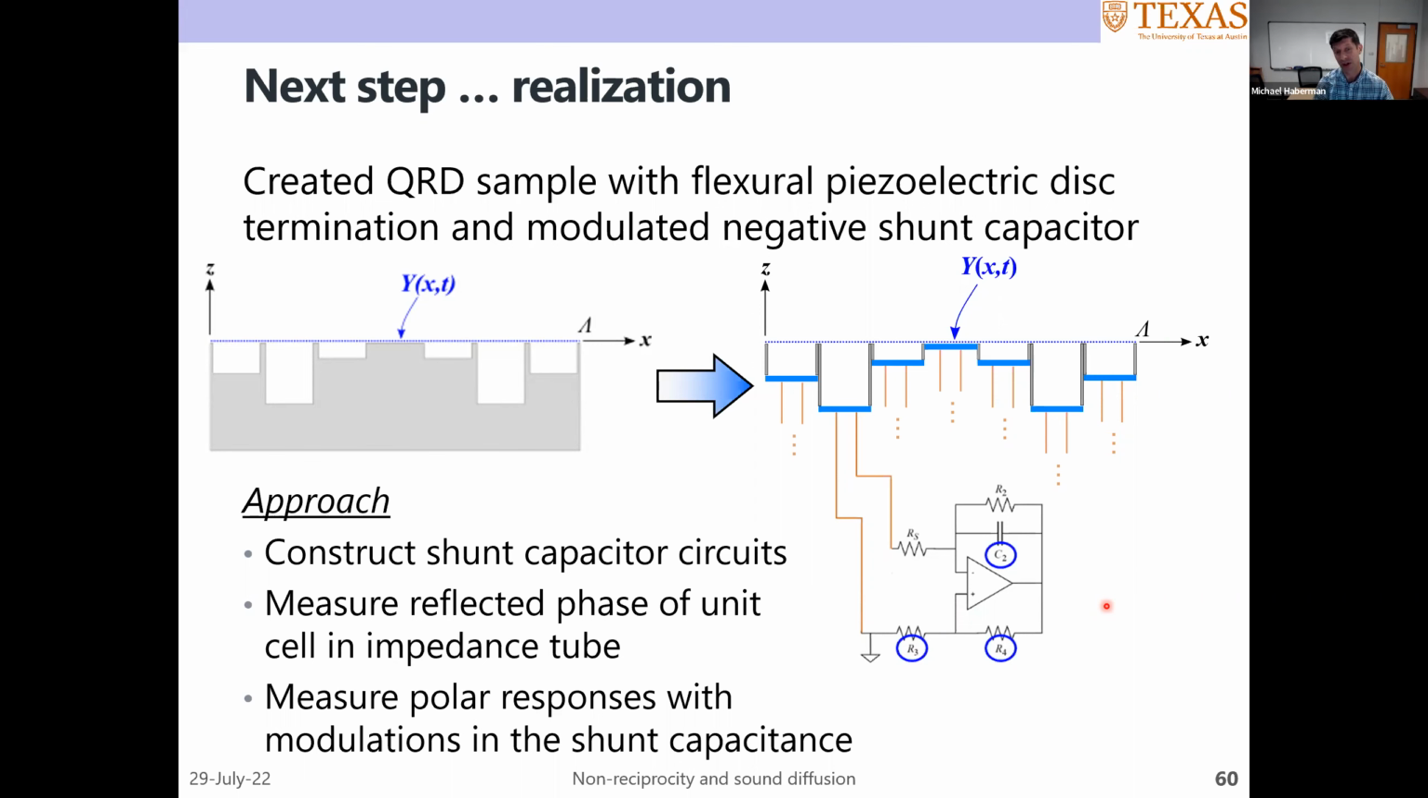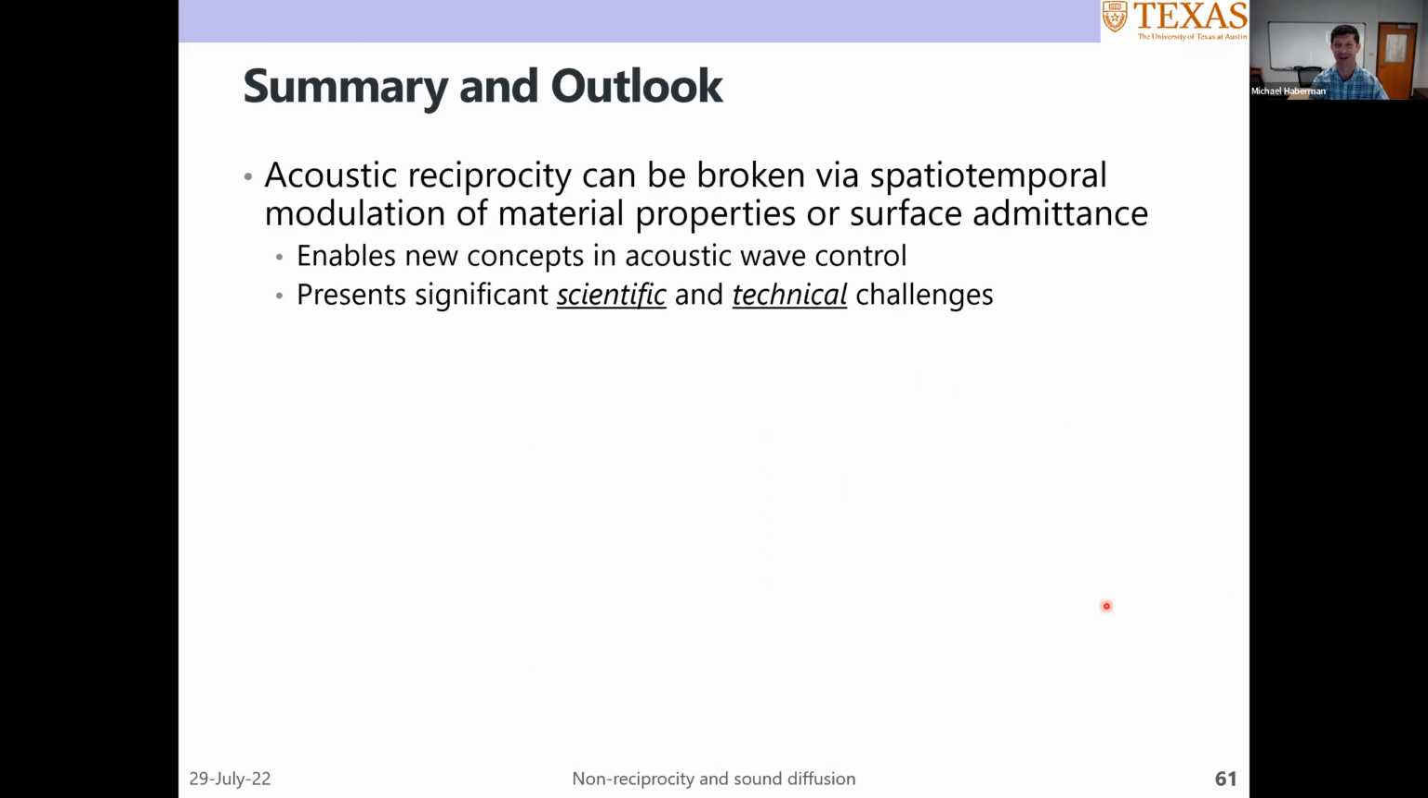Okay, so that's good. Now, there are some questions about what that might do to audio quality, and I'll talk about that a little bit. I'm sure people will have questions on that. But big picture, in summary and outlook, we can break acoustic reciprocity, violating that principle, via spatiotemporal modulation of properties or admittances. That's this surface admittance. We took that path because it seems like potentially a more practical way to get at the problem, at least initially, to some practical implementation.